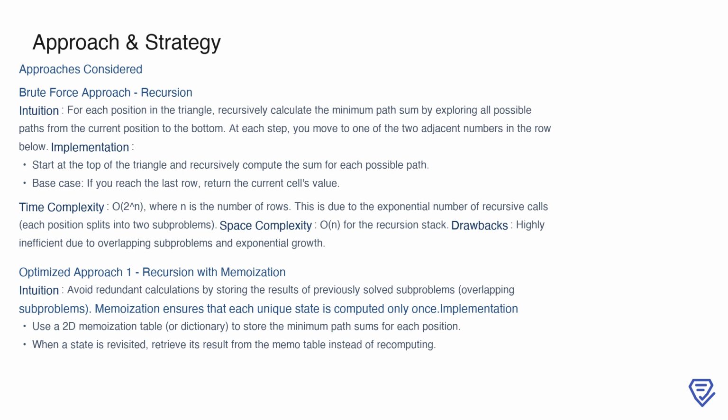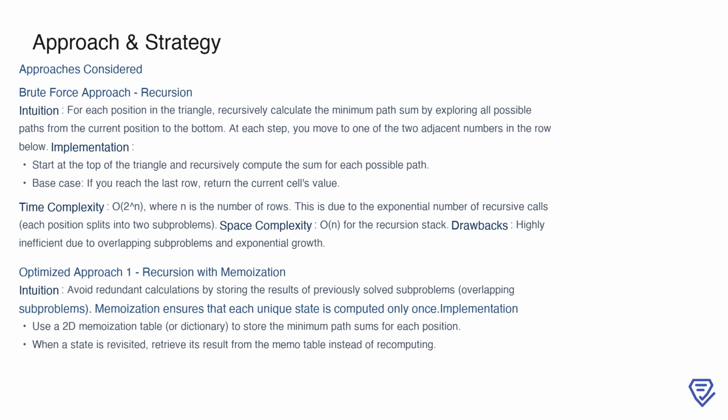However, this approach has significant drawbacks. Since each position splits into two subproblems, the number of recursive calls grows exponentially, leading to a time complexity of O(2^n), where n is the number of rows. Additionally, the recursion stack requires O(n) space. This inefficiency stems from overlapping subproblems, where we repeatedly compute the same states multiple times.